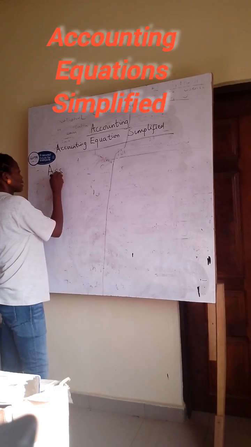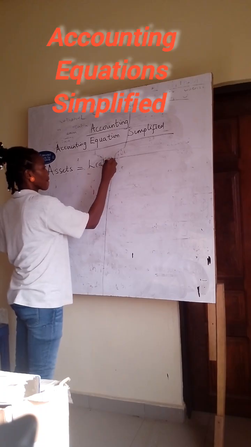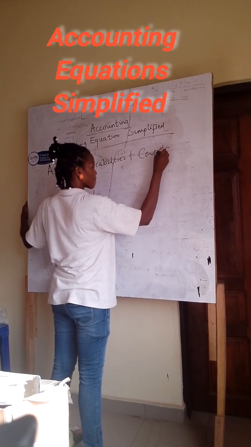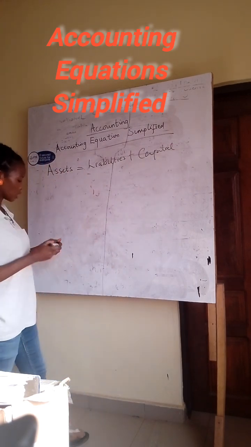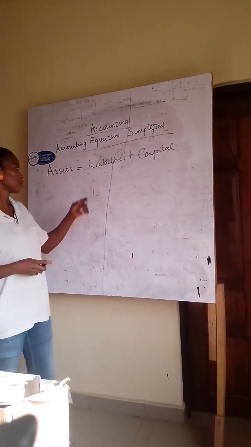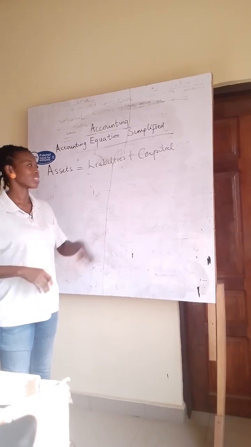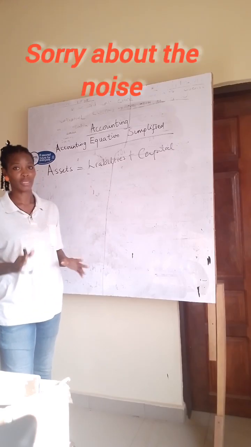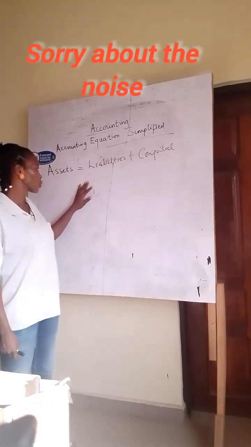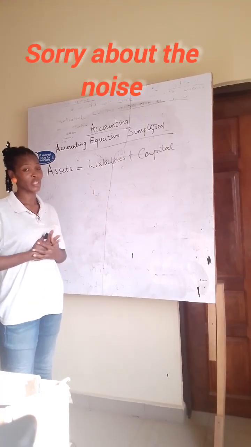It says that assets equals your liabilities plus your capital. That is the accounting equation. This is the summary of everything we do in accounting. Whether you're preparing financial statements or a statement of profit and loss account, this is very, very important. Whatever you're preparing in accounting, in terms of records and financial information for your users, the accounting equation is the backbone of everything we do. That is why you must understand it, and that is why I'm here to make it easy for you.